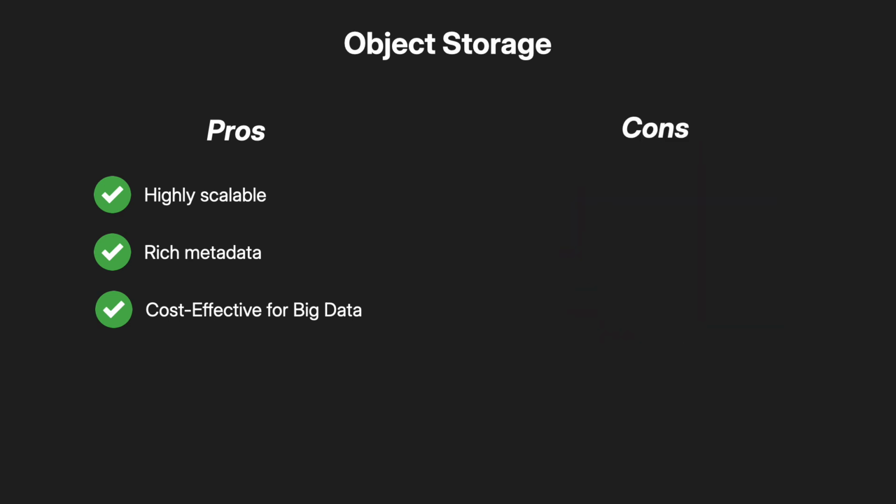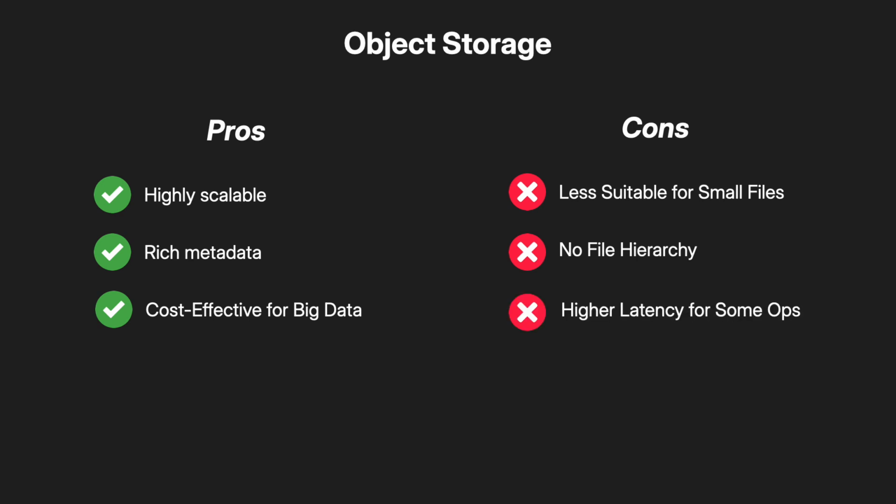But there are also disadvantages. Less suitable for small files: handling numerous small files can be inefficient in object storage systems. No file hierarchy: the lack of a directory structure can make data organization and navigation more challenging. Higher latency for some operations: object storage may have higher latency for certain read-write operations compared to file storage.